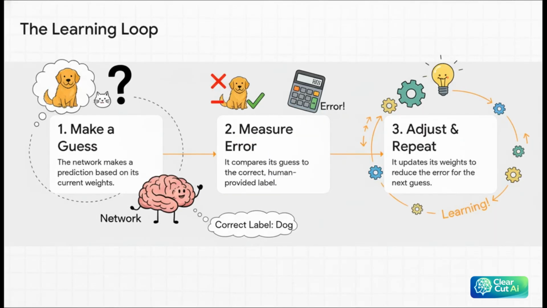And it all happens in this simple three-step loop. First, the network makes a guess. Maybe it says, I think that's a cat. Second, we check the answer. Since we already know the picture is a dog, we can tell the network how wrong it was. Third, and this is the most important part, it learns from that mistake. It goes back and slightly adjusts all those internal knobs to make a better guess next time. And it does this again and again, thousands of times.